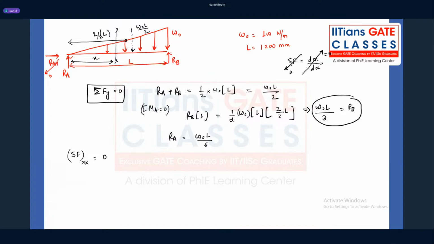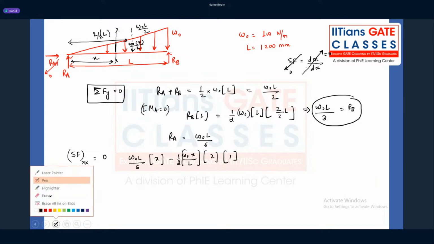Now, if you try to calculate the shear force at that location to be 0, you can write here W naught into L over 6 into X minus. At this location, what is the value of load, guys? What is the load? W naught into X over L, right? So W naught into X over L, half of that into X, and we are finding the shear force. So that is the value of load that will give the shear force.